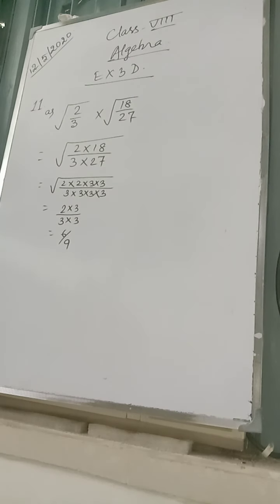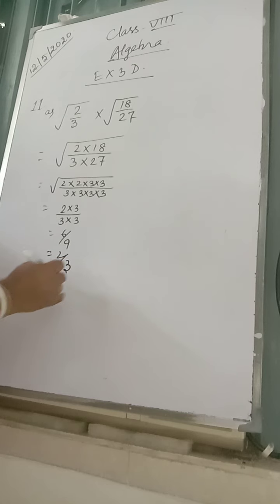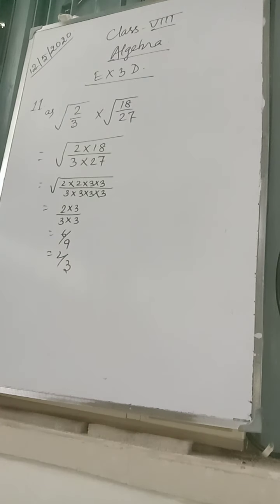Okay. In this way we will be finding the square root of these fractions. You can reduce also, you just reduce it, gives you 2 by 3. Now, similarly we will be doing, look at question number 4.